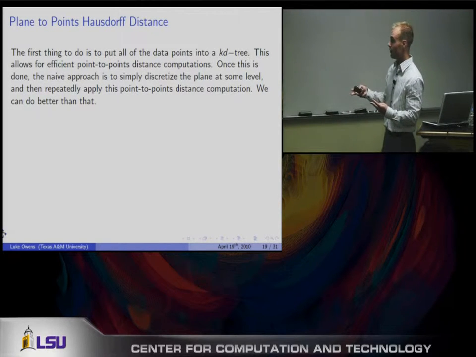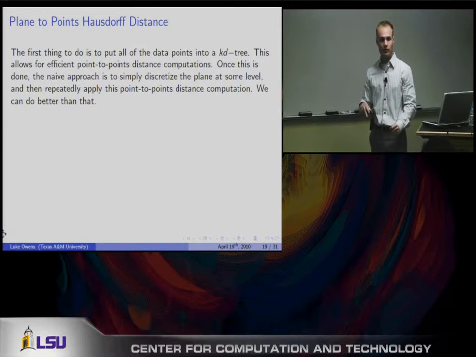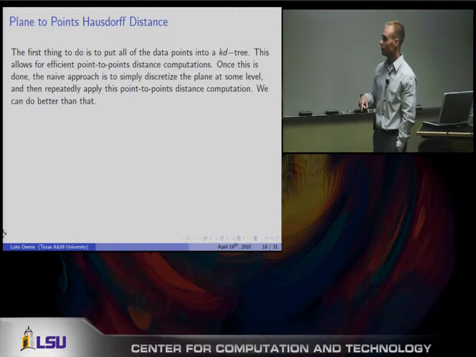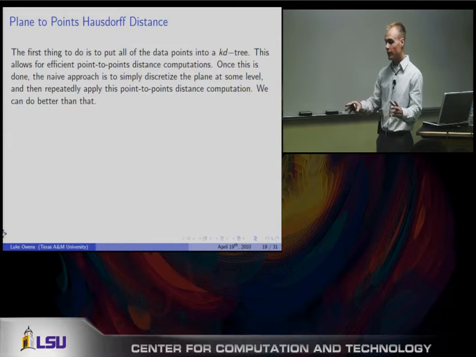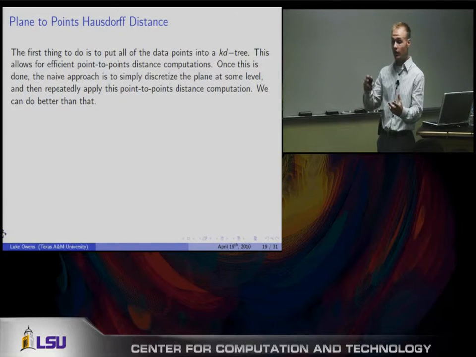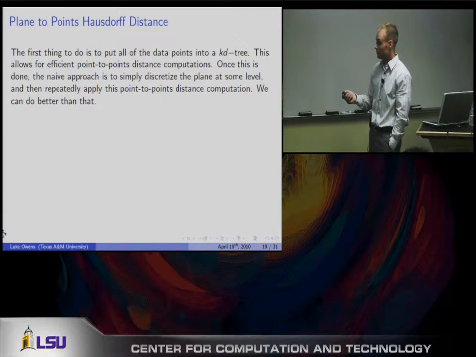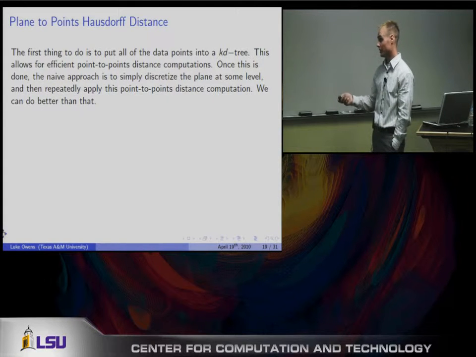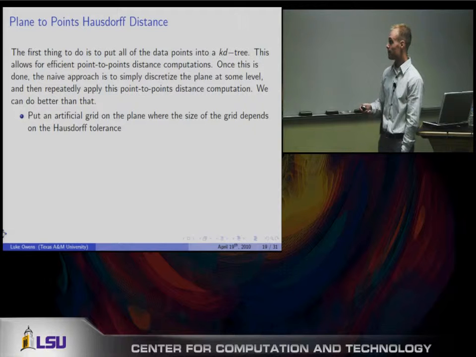So then the naive approach, which is still what our code is doing, because what I'm about to show you is not that easy to code, so I just haven't gotten around to doing it. You just discretize your plane to some level and compute the points to points distance, and that'll give you basically your surface to points by discretizing your surface. Cheating a little bit, but it gets the job done. All right, so here's our better algorithm.